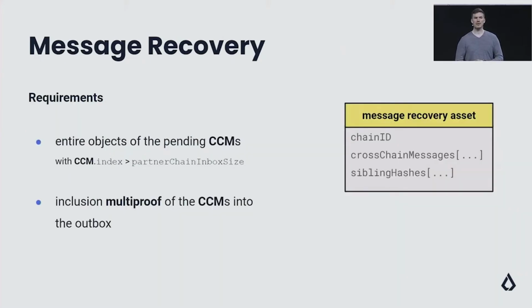Okay, so what does it mean to recover a message, and what do you need to do to recover a message? Well, it's very easy. It's a main chain transaction where you will specify the chain ID of the chain that is terminated. You will specify all the messages that you want to recover, and an array of sibling hashes, which is a proof that those messages are actually pending.